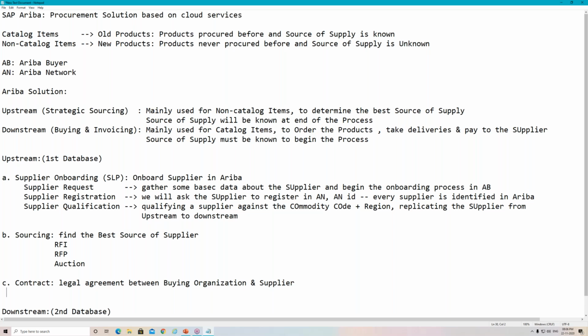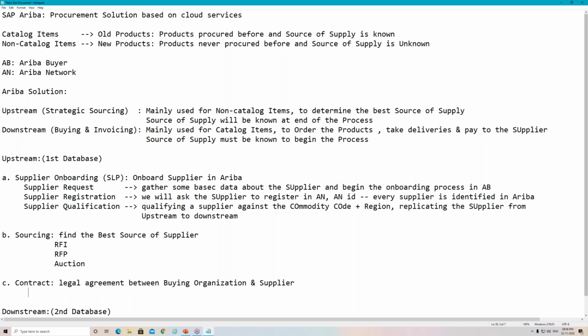Yeah, very good, Manoj. So we are going to see the contract and how the contract tasks are configured, how the task is completed, how the documents work over there, all those particular things.